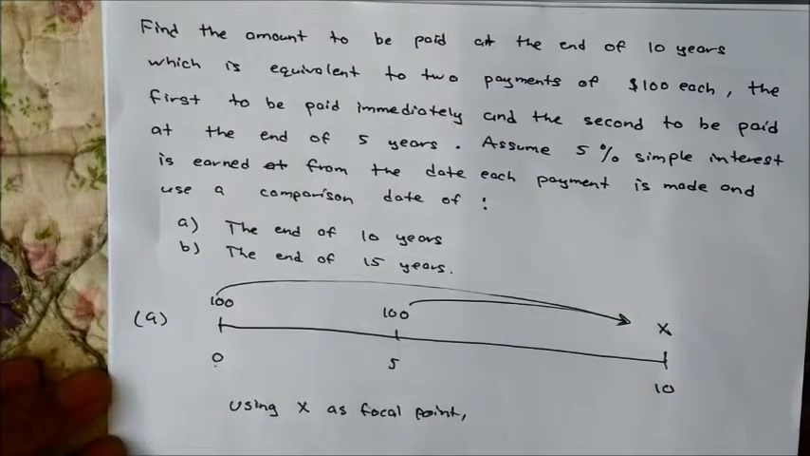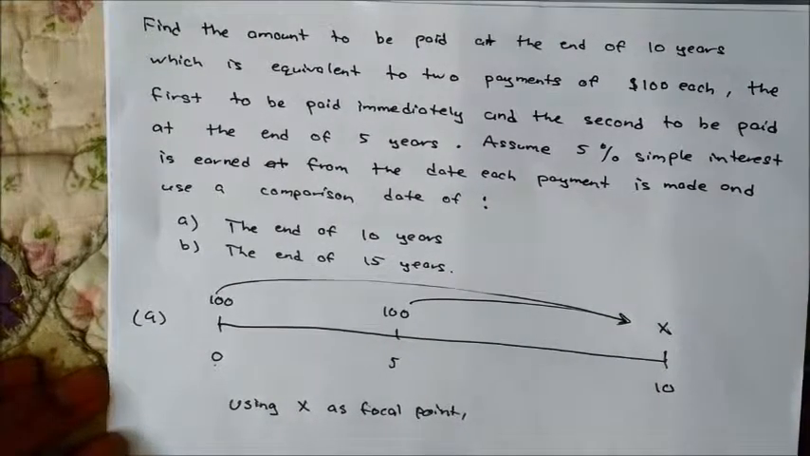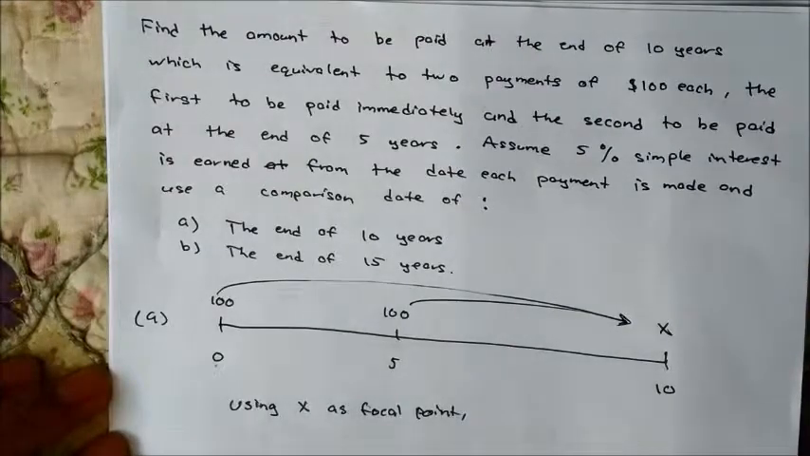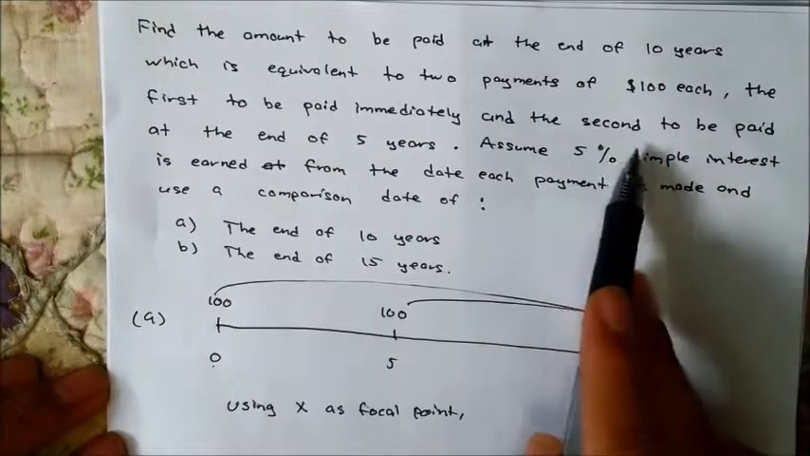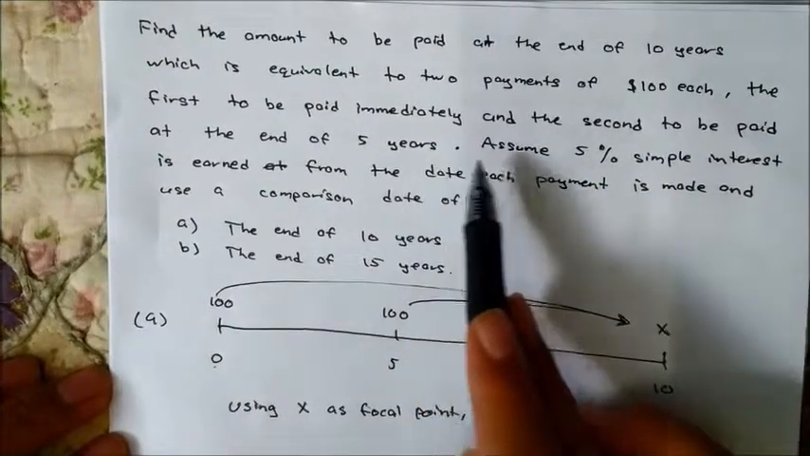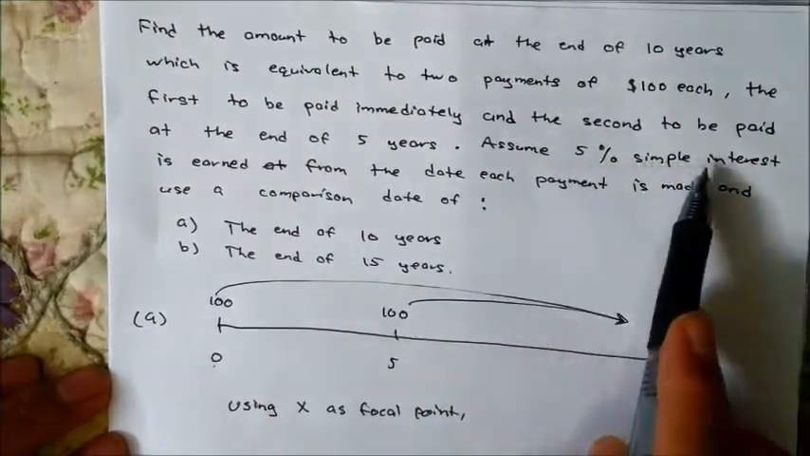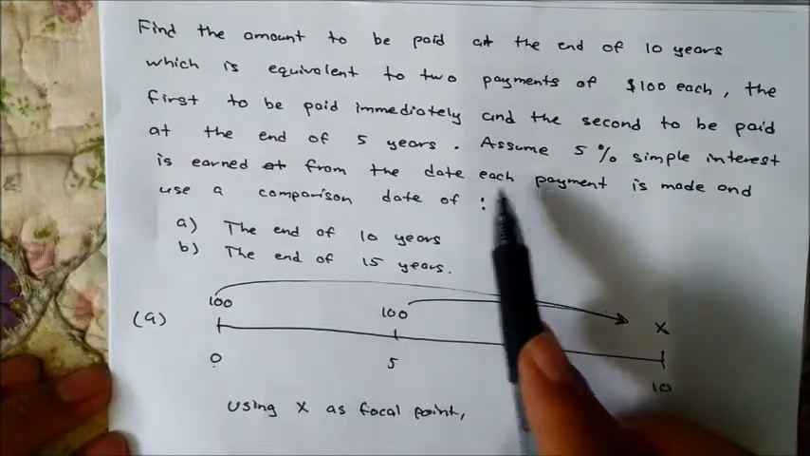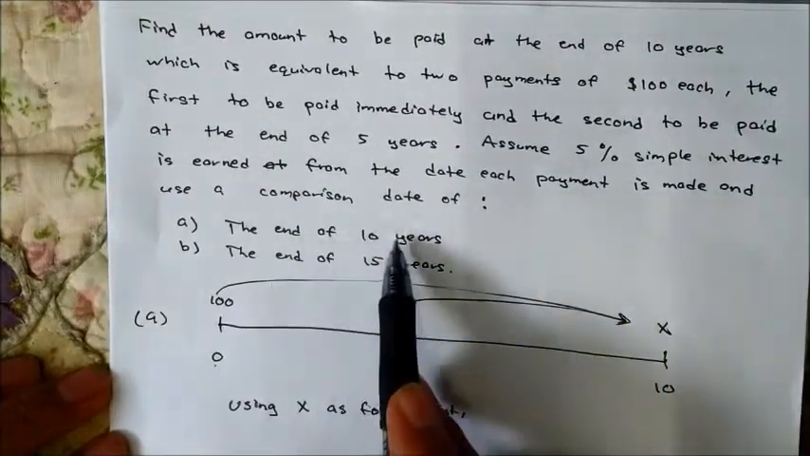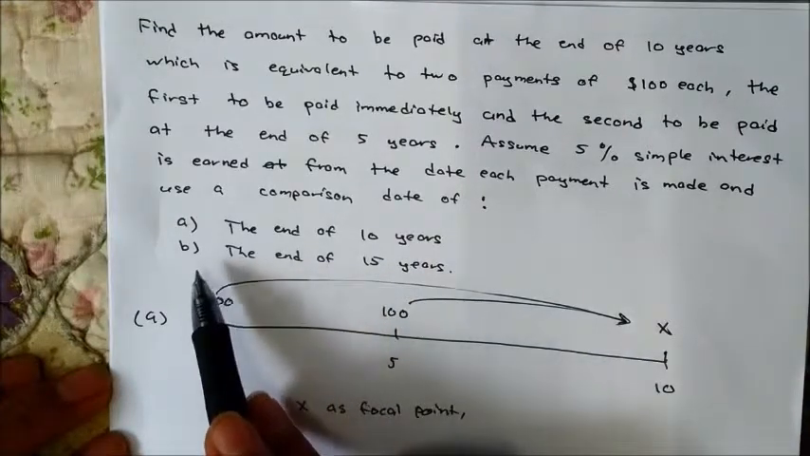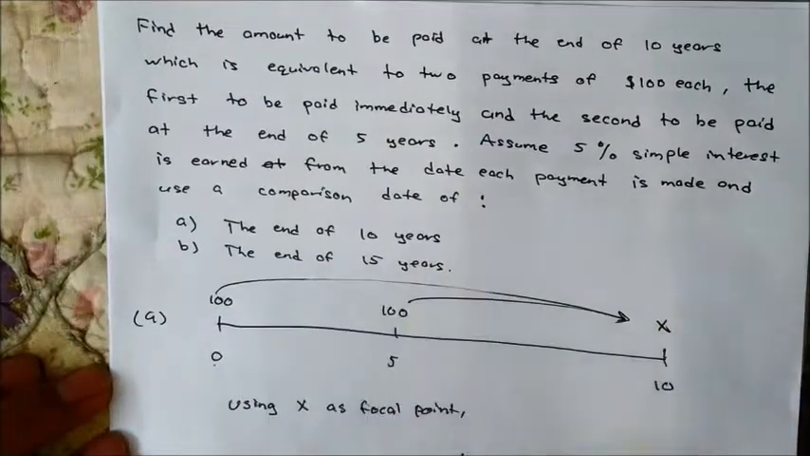Find the amount to be paid at the end of 10 years, which is equivalent to 2 payments of $100 each. The first to be paid immediately and the second to be paid at the end of 5 years. Assume 5% of simple interest is earned from the date each payment is made, and use a comparison date of the end of 10 years for A, and for question B, the end of 15 years.